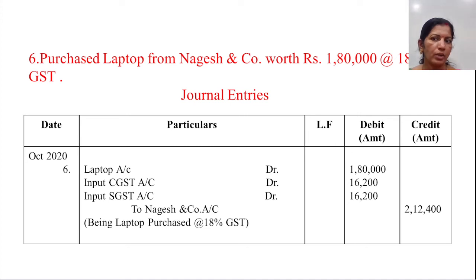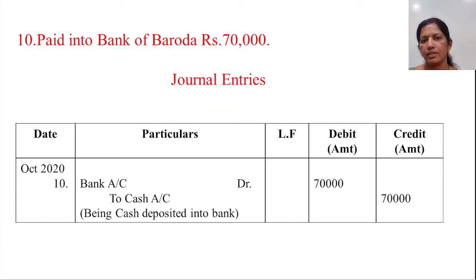Tax is a nominal account, and as per nominal, debit the expenses. Expenses are being paid, therefore laptop account debit, input CGST account debit, input SGST account debit, to creditor Nagesh and Company account. Understand, 9% of 1,80,000 was calculated. Laptop debit 1,80,000, CGST 16,200, 9% of 1,80,000 is 16,200. Input SGST 9% is 16,200 and the total cost is 2,12,400. I hope you understand GST, the calculation of GST and the transaction.